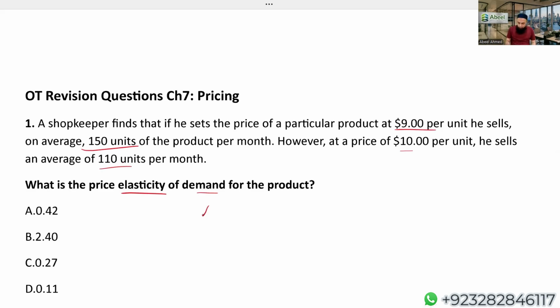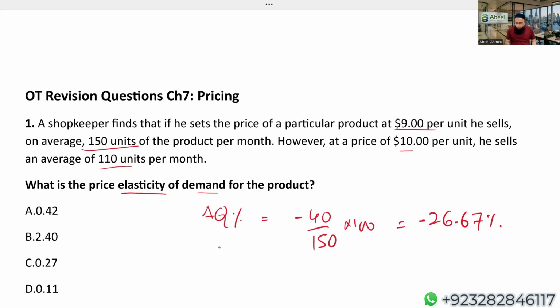So if we calculate percentage change in quantity demanded, quantity from 150 will reduce to 110. So there is a reduction of 40 units. Before that, it was 150. Why did I put a negative sign? Because there's a reduction in demand. 40 upon 150 into 100 will give us 26.67% negative. But don't worry at all. In the last answer of price elasticity of demand, in the last answer of PED, we ignore that negative sign.